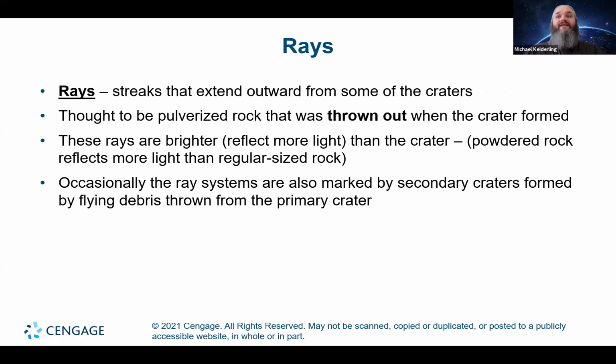Rays are streaks that extend outward from some of the craters. They're thought to be pulverized rock that was thrown out when the crater formed. And these rays are brighter. They reflect more light than the crater because powdered rock reflects more light than just regular rock. And occasionally the ray systems are also marked by secondary craters formed from flying debris flung from the primary crater. So you get a really big impact, sometimes a really big rock gets flung up, comes back down, and creates a secondary crater.